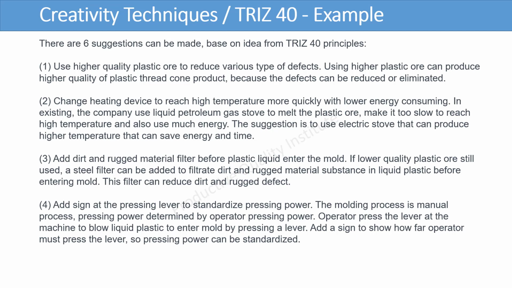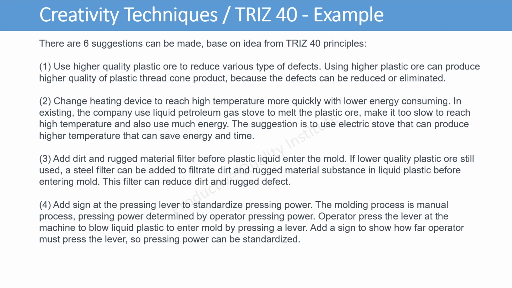3. Add a dirt and rugged material filter before the plastic liquid enters the mold. If lower quality plastic ore is still used, a steel filter can be added to filter dirt and rugged material in the liquid plastic before it enters the mold. This filter can reduce the dirt and rugged defects. 4. Assign the pressing lever a standard pressing power.